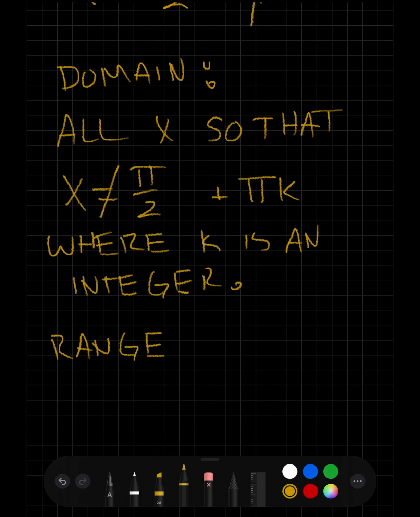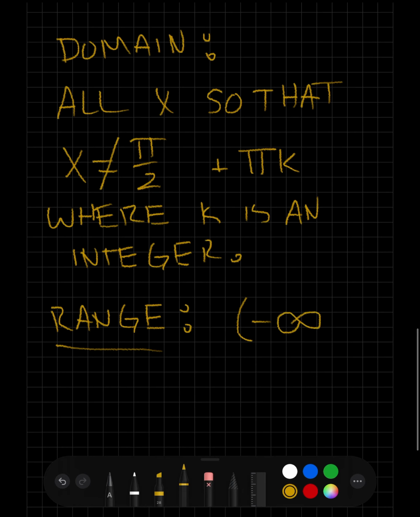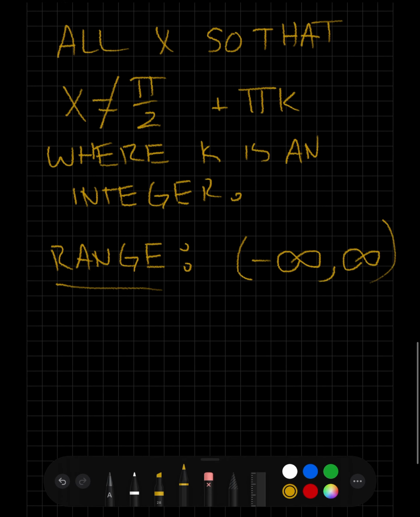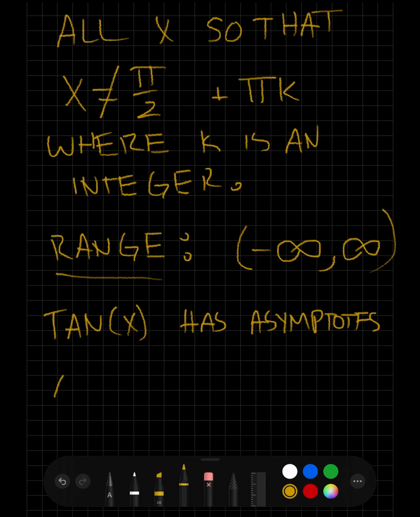The range of our tangent graph is all real numbers. Negative infinity to positive infinity. And everywhere that our function is undefined, we have asymptotes. So tangent of x has asymptotes at x is equal to pi over 2 plus pi k.